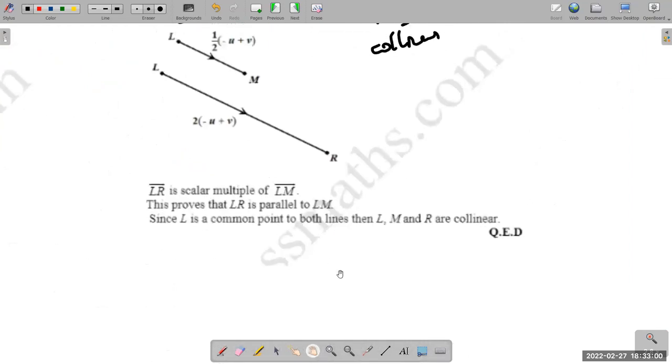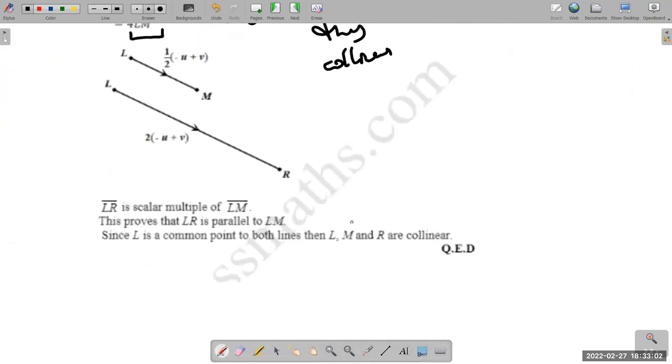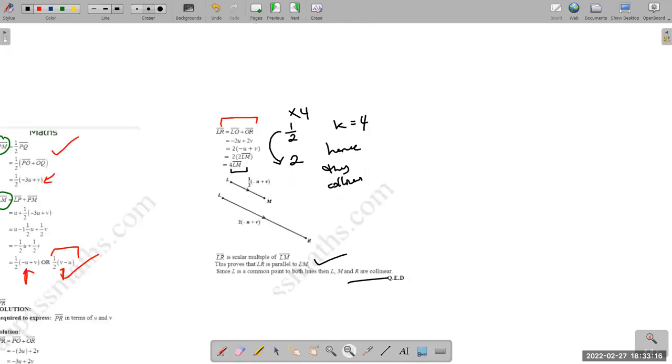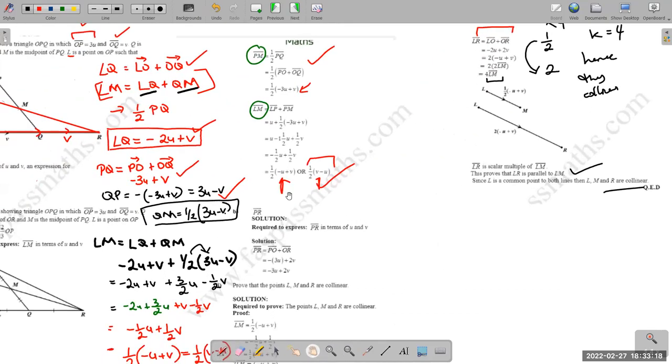Everybody seen the patterns, how these questions just come the same way, but just in different ways? And look at here, they say LR is a scalar multiple of LM. This proves that LR is parallel, hence they are collinear. And literally, that's it. How are we feeling about it now? A little better? Because we're going to do one more year, and that's it.